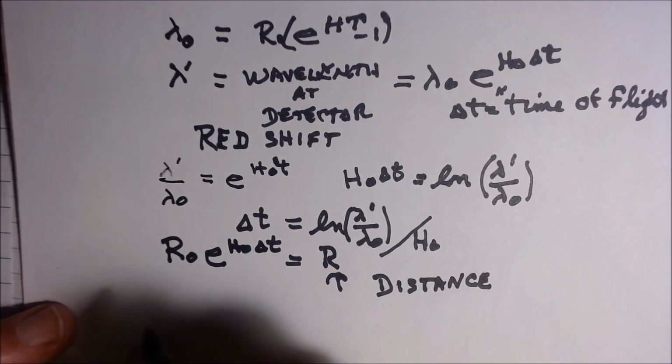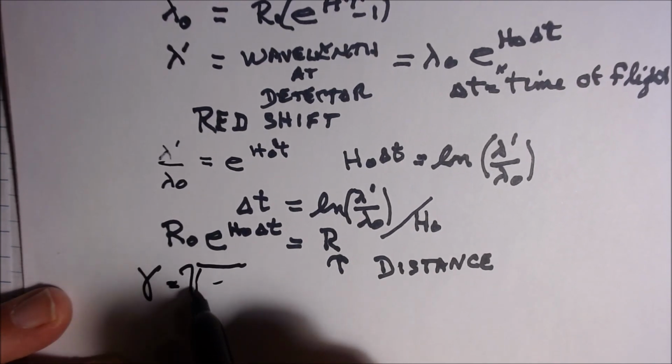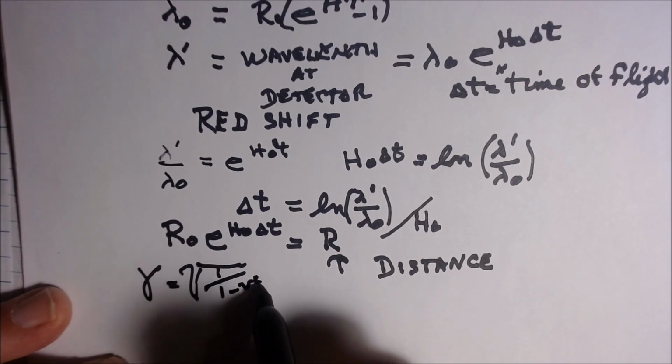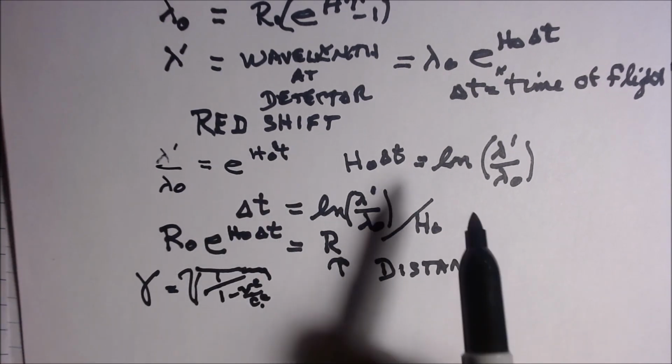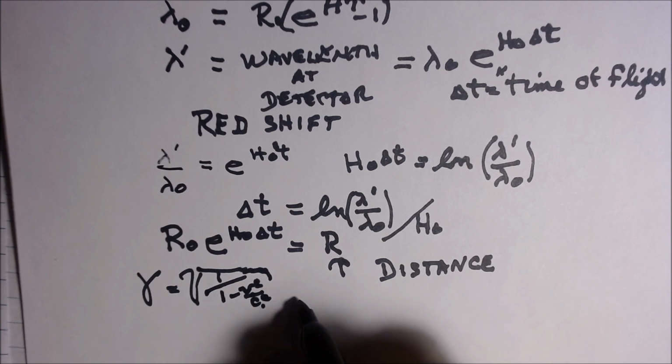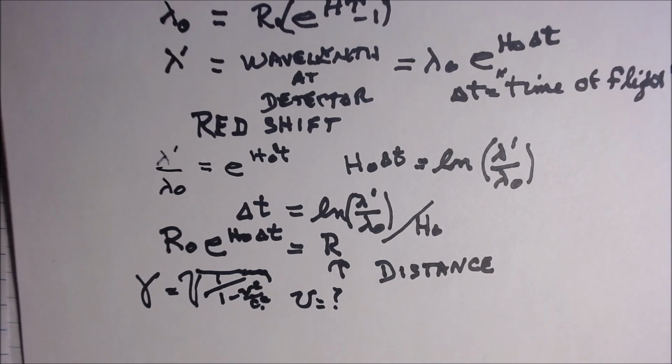Lorentz's gamma, and we know that gamma is equal to the square root of 1 over 1 minus v squared over c squared. These are zeros in here. That's gamma, and you use that to calculate the velocity of the galaxy in question. Using the velocity, you can find out the distance according to non-exponential mathematics, which is wrong.